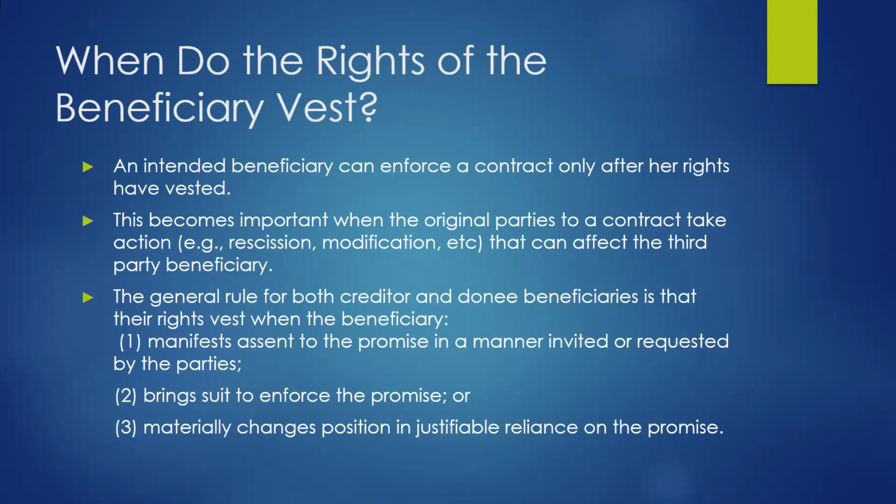The general rule for both creditor and donee beneficiaries is that their rights vest when the beneficiary 1. manifests assent to the promise in a manner invited or requested by the parties, 2. brings a suit to enforce the promise, or 3. materially changes position in justifiable reliance on the promise.